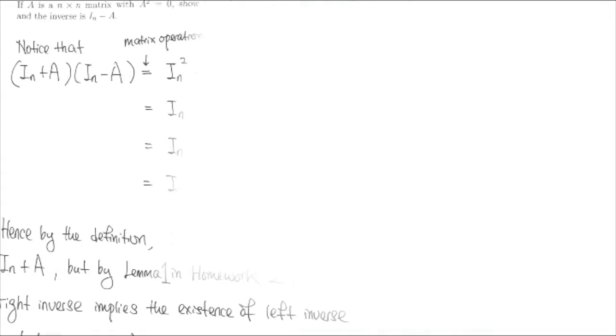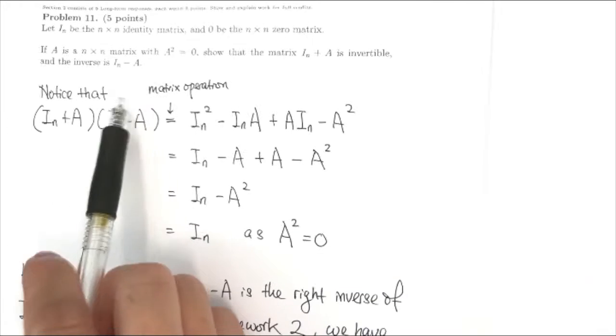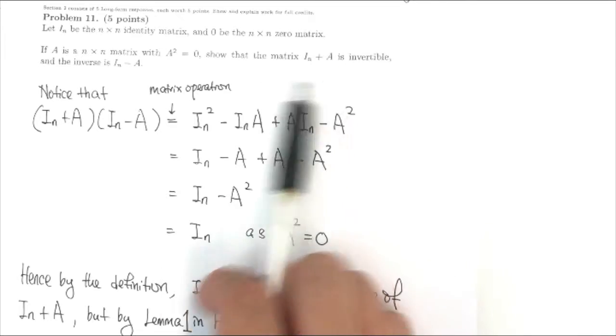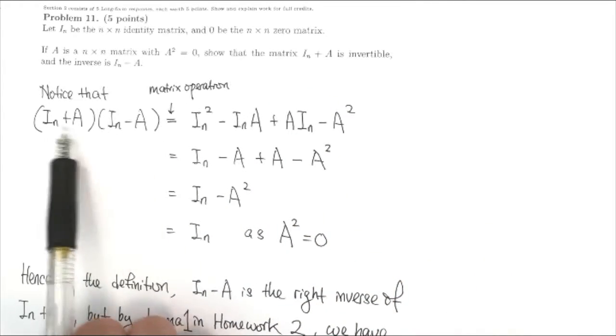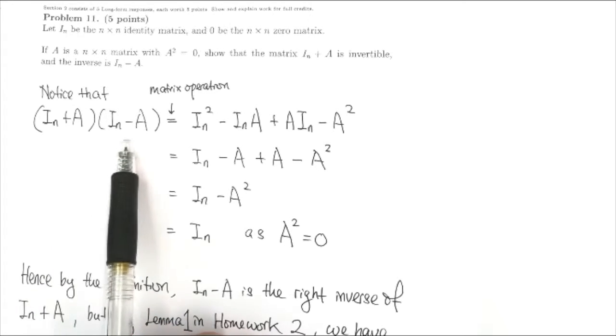So what you need to do is just simply multiply this thing out, because you have already been told that In minus A is going to be the inverse of In plus A, right? So you want to show that. You try to multiply these two matrices and then use the matrix distributive law.